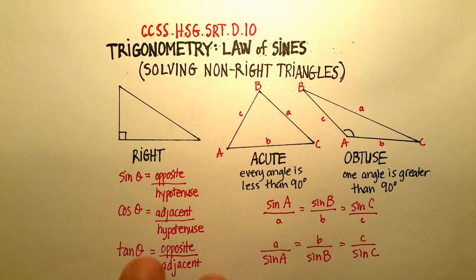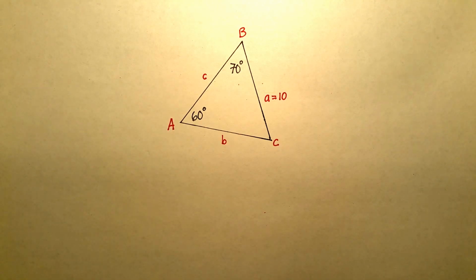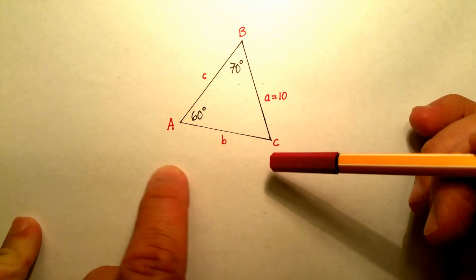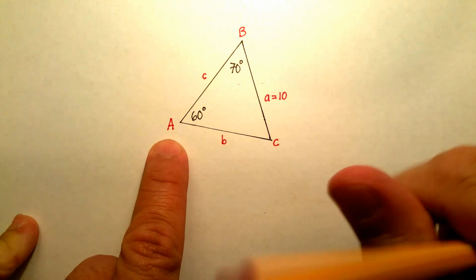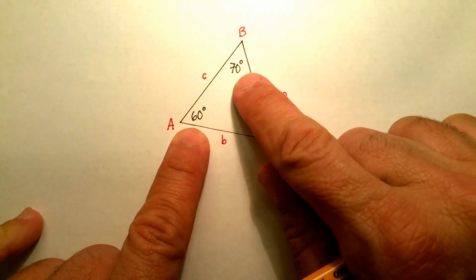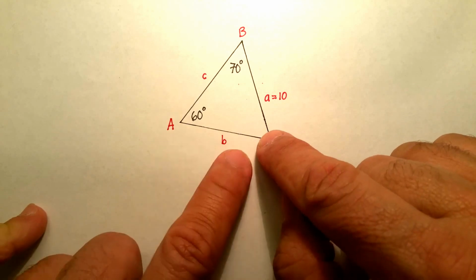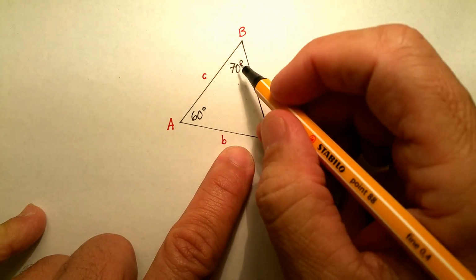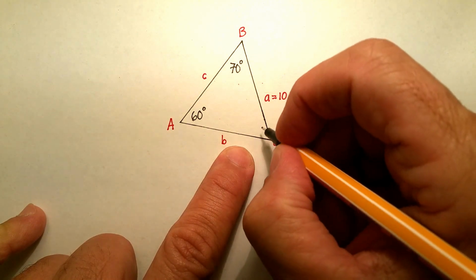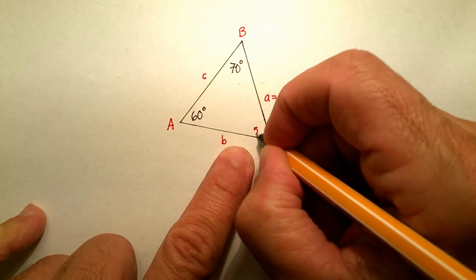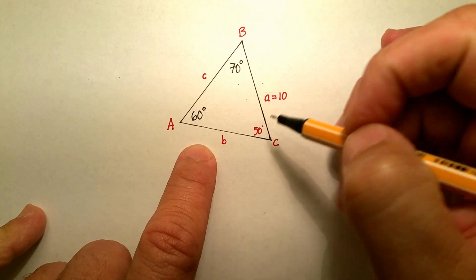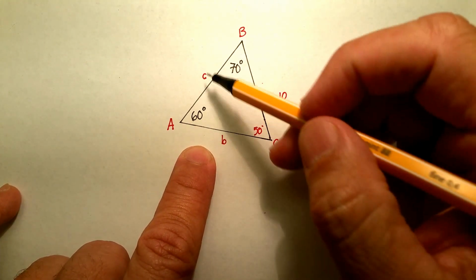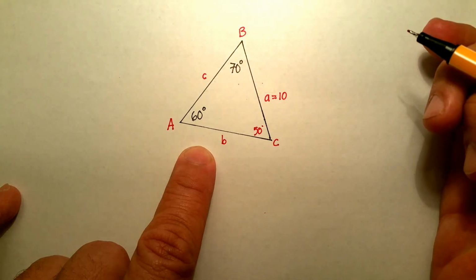Now let me show you an example of how I would use this. So here's a non-right triangle, and this would be an acute triangle, right? Because 60 and 70 is 130, which would make this equal to what? If that's 130, subtract from 180. 180 minus 130 gives me 50. So now I have all the angles in this particular triangle. Now let's say I want to find side c and side b.